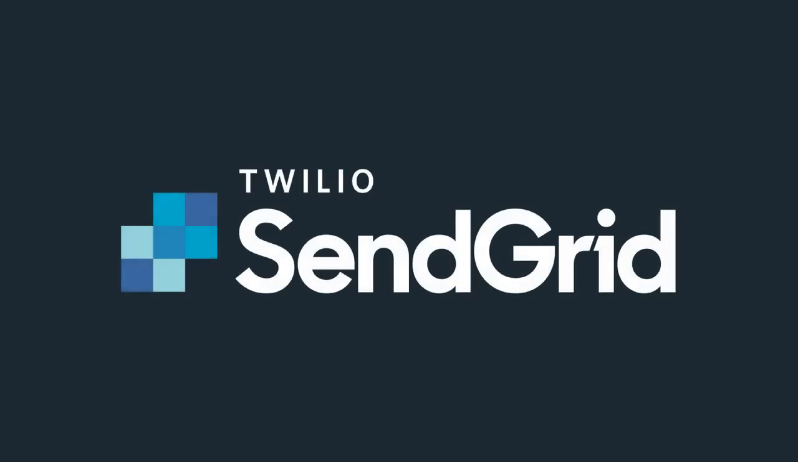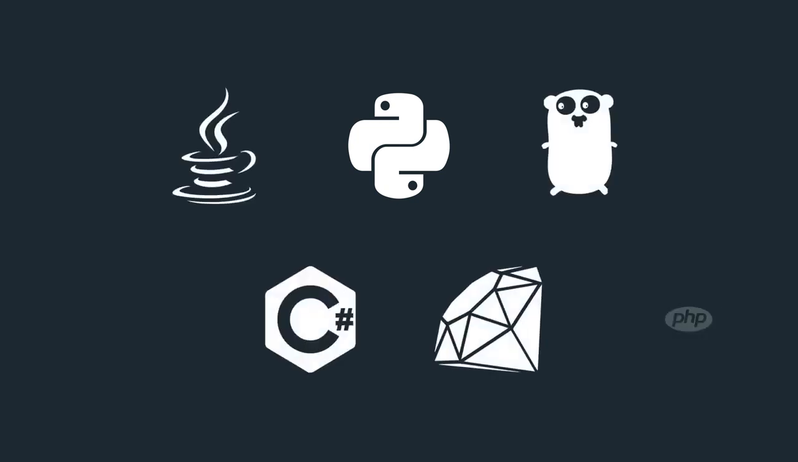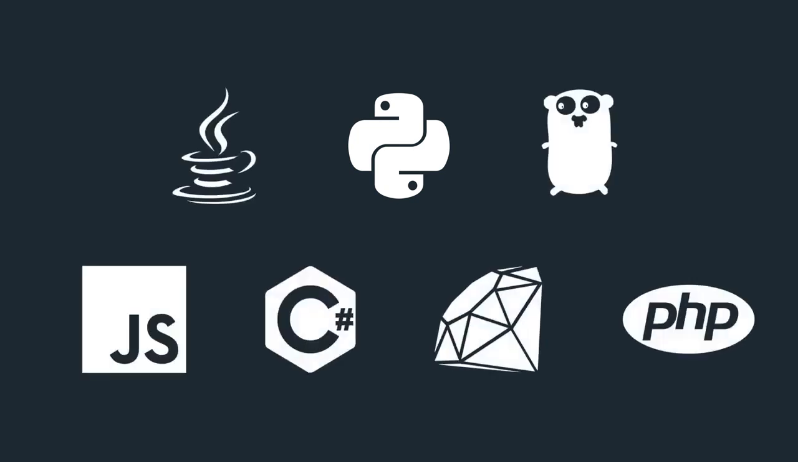Twilio SendGrid makes it super simple to send your first email in 5 minutes or less. In this video, we'll show you how it works with Python, but if you use any of the programming languages appearing on screen right now, there's a helper library just for you.